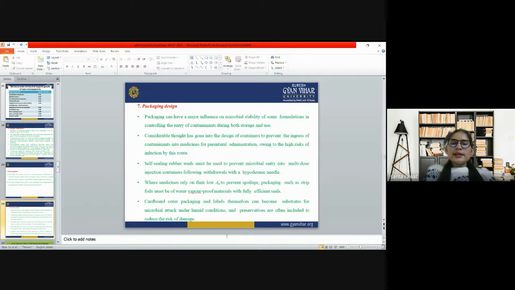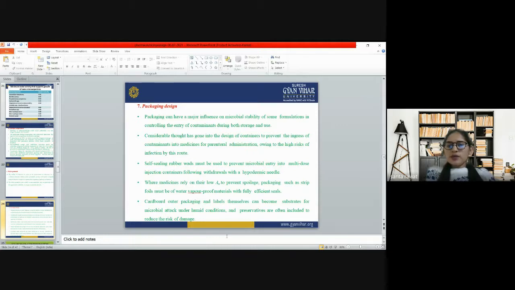Now next is packaging and design. Packaging can have a major influence on the microbial stability of some formulations in controlling the entry of contaminants during both storage and use. Considerable thought has gone into the design of containers to prevent the introduction of contaminants into the medicines for parenteral administration, owing to the high risk of infections by this route.